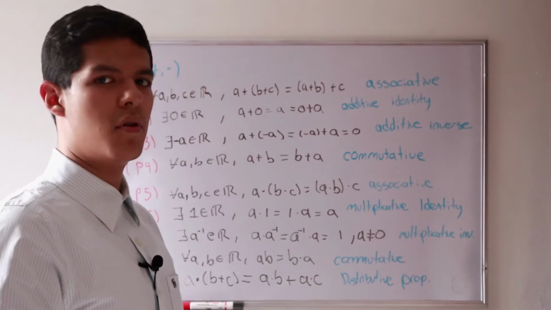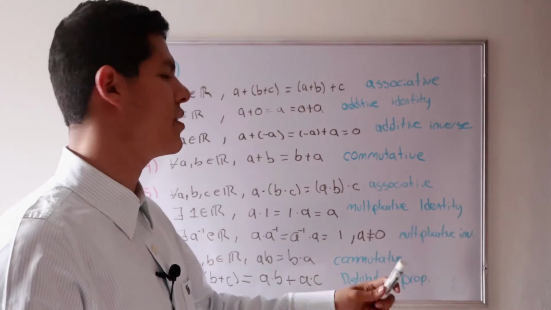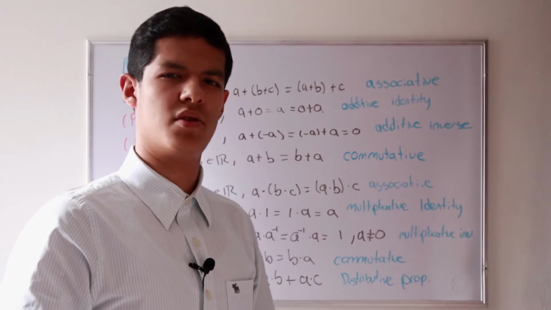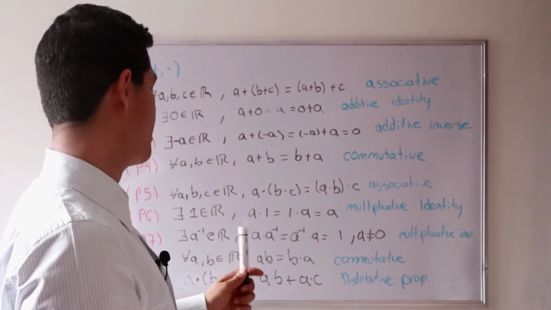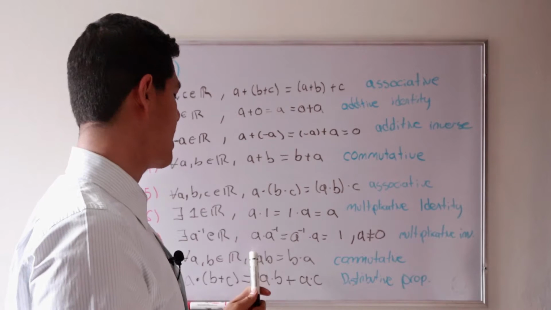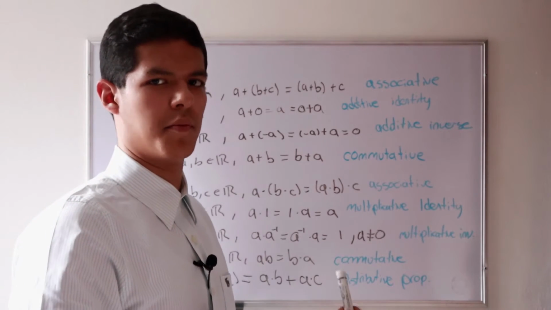The following property is the commutative property of multiplication. Given two real numbers, a times b equals b times a.